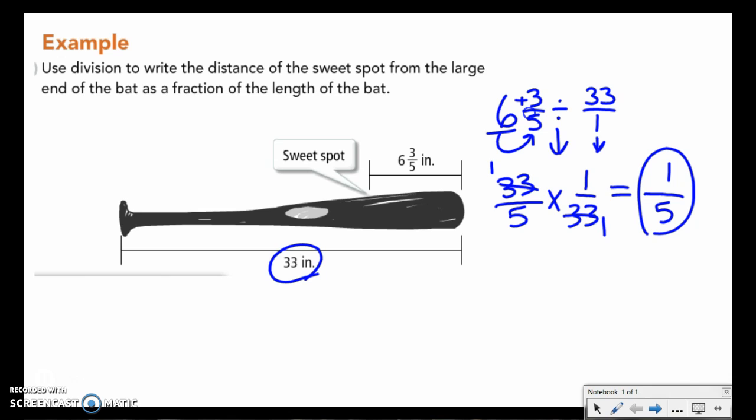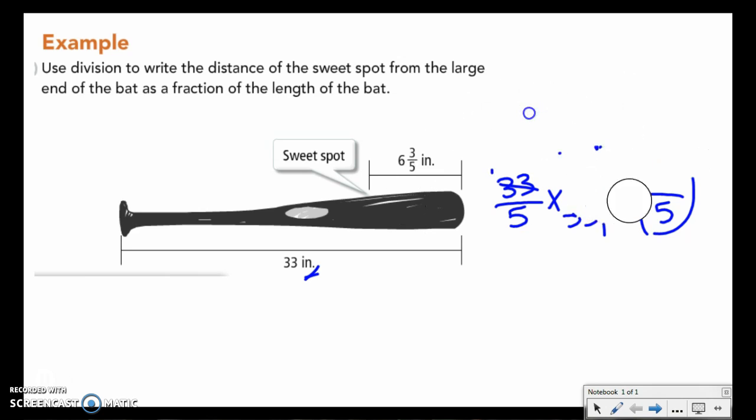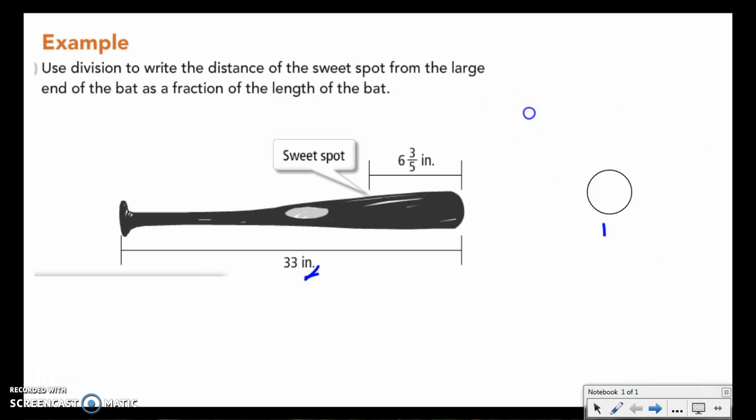So the distance of the sweet spot from the large end of the bat as a fraction, so the sweet spot is 1/5 the length of the bat. Okay? And let's do one more part before you guys go on your own.